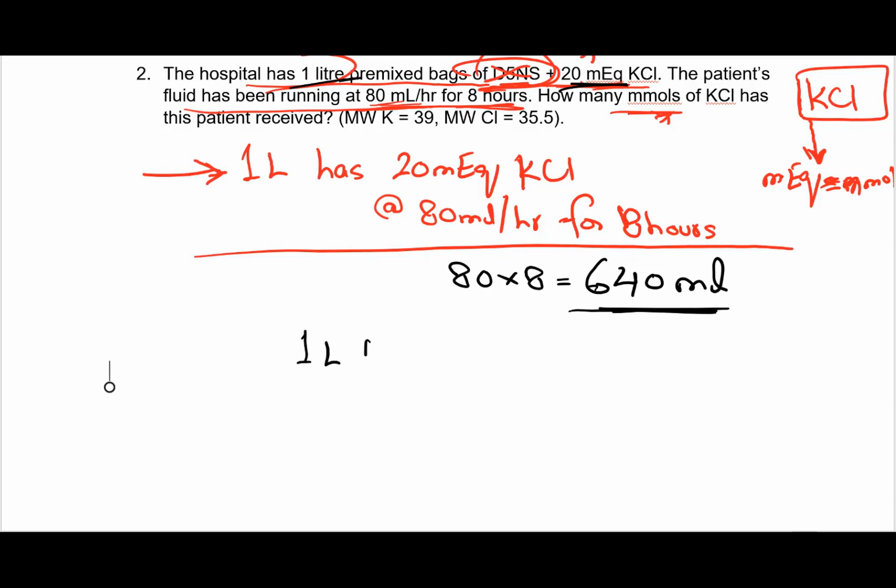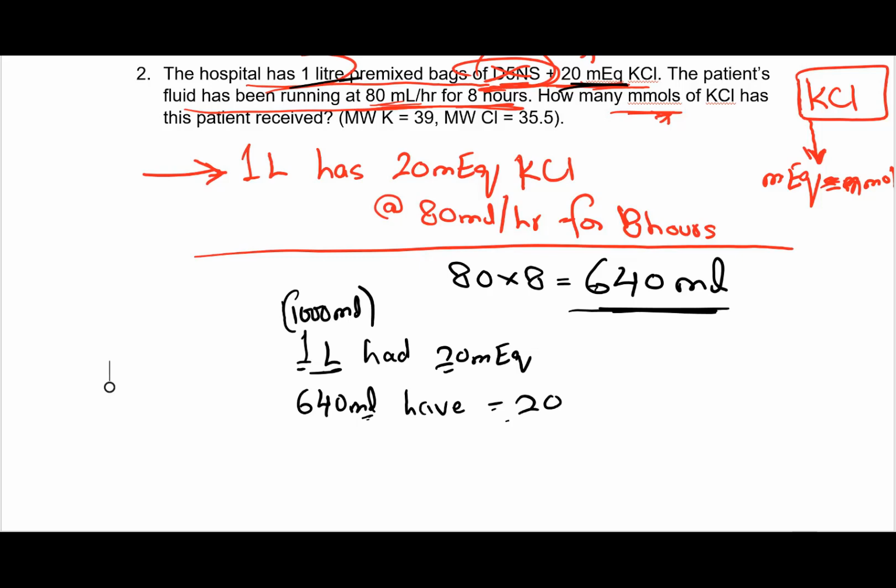Now 1 liter had 20 milliequivalents, but the patient has received only 640 mils so far. So 640 mils will have, so it's this divided by this. Remember, it's milliliter here, so I would convert this 1 liter into 1000 mils as well. So that will be 20 divided by 1000 milliliters multiplied by 640 milliliters. That will be equal to 12.8 milliequivalents, or 12.8 millimoles.